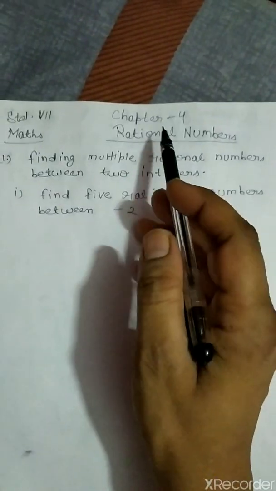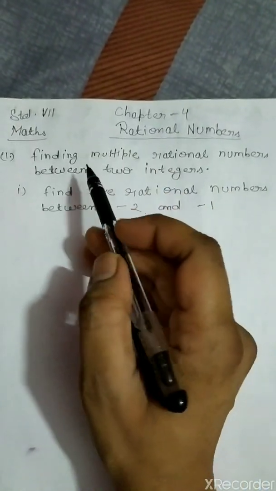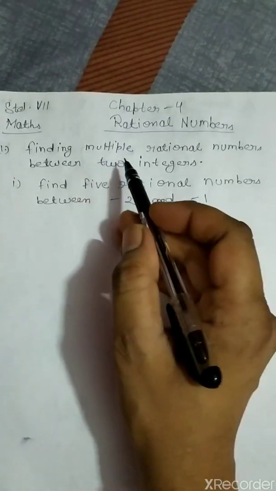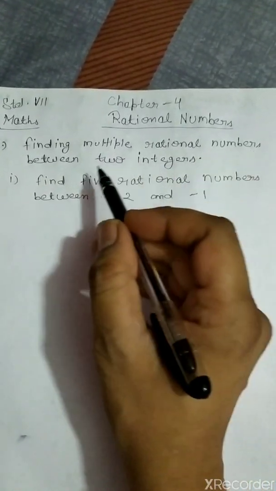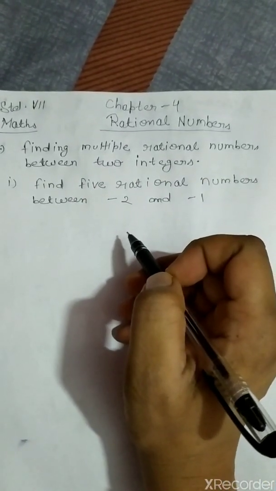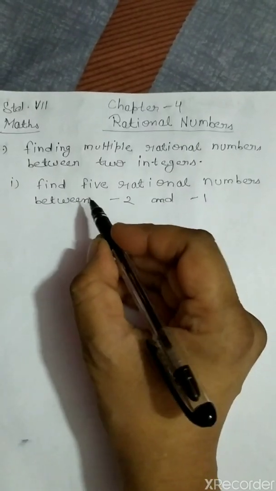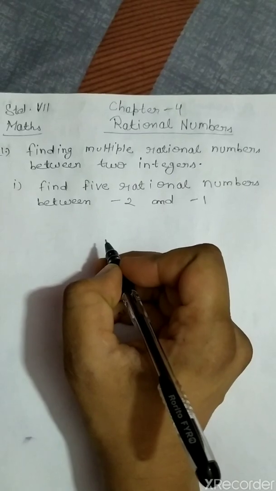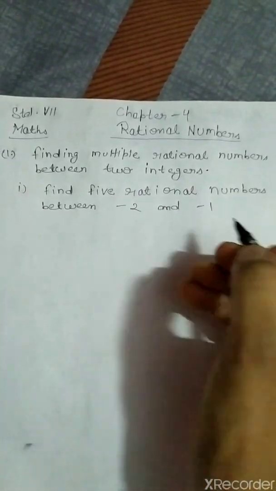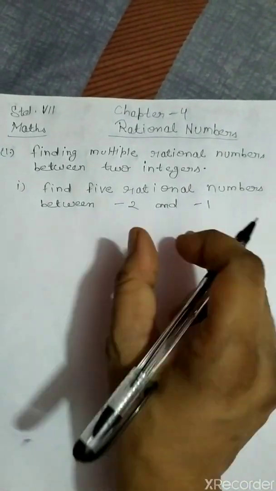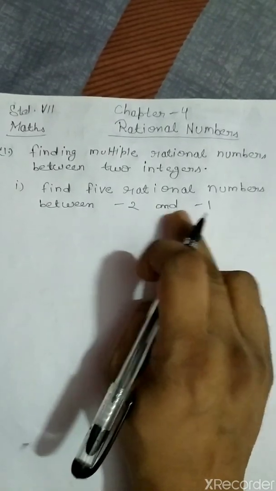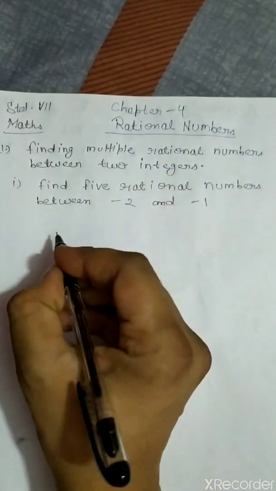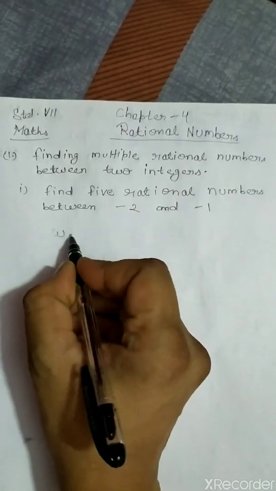It is chapter number 4, rational numbers, mathematics for standard 7. Today's first topic is finding multiple rational numbers between two integers. Find 5 rational numbers between -2 and -1. First you can find the equivalent form, to create space between these two numbers, because we have to find 5 rational numbers between them.